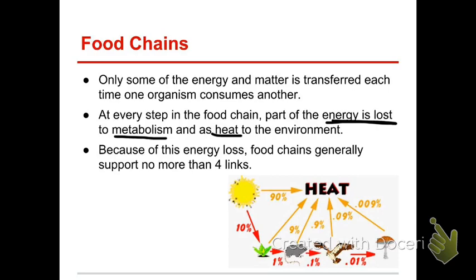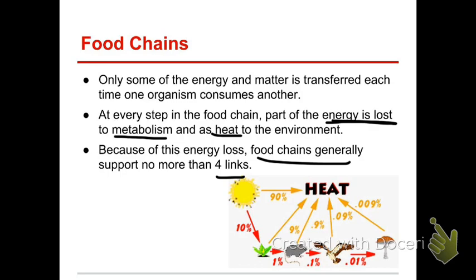Just as the car engine's parts move around and do their thing of moving the car, heat is generated and the engine gets really, really hot. That is lost energy. That energy is being given away. It's not doing any work. So it's considered loss. So because of energy loss, food chains generally only have about 4 links.